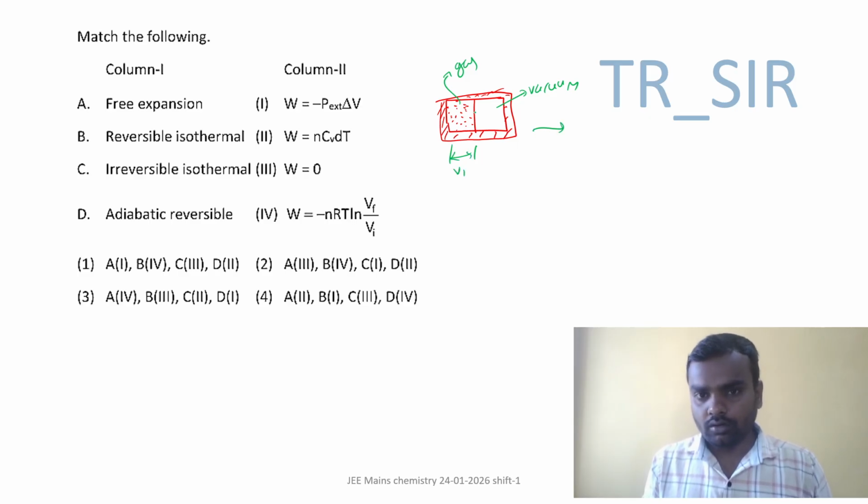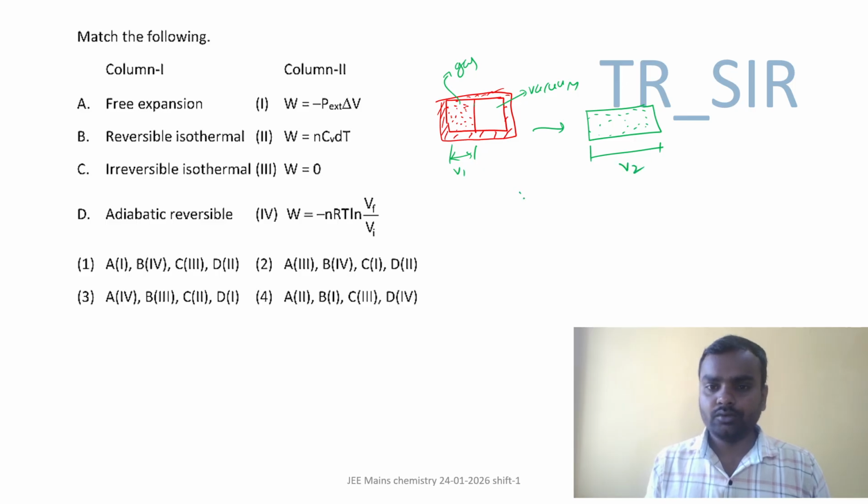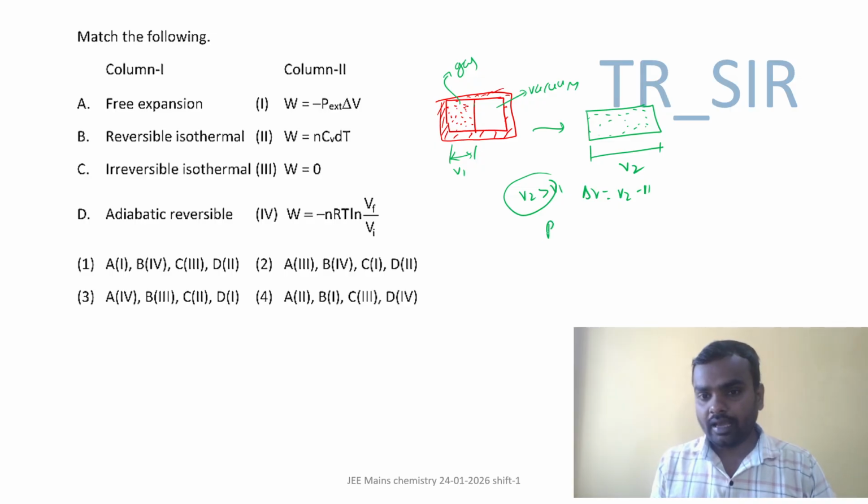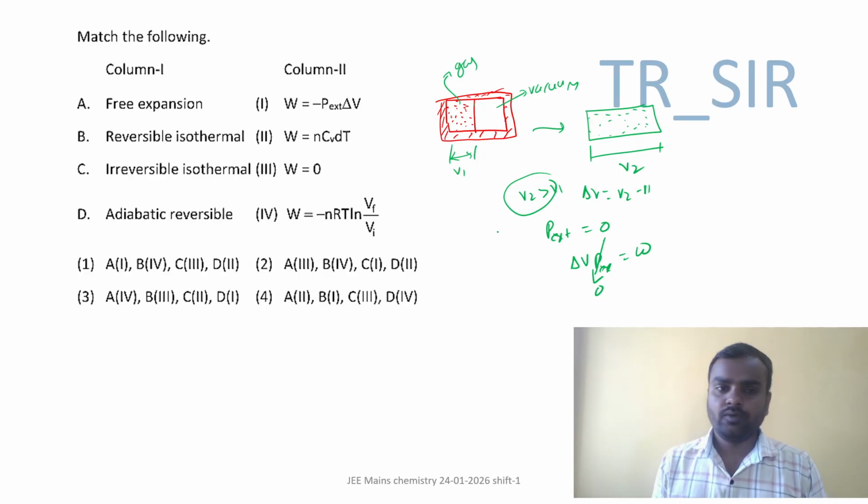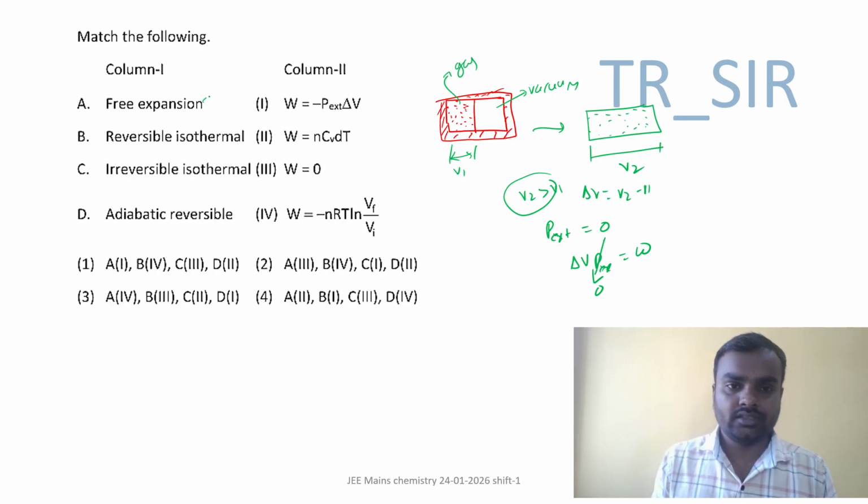Now if you remove this partition, what will happen? The gas becomes expanded. Now the volume becomes V2, so V2 is more than V1. That means there is a change in volume in this case. But we have not applied any pressure externally. That means W is equal to minus P external into del V, and P external is 0, so work done becomes 0 always in free expansion. So work done is 0. You can keep here directly A3.